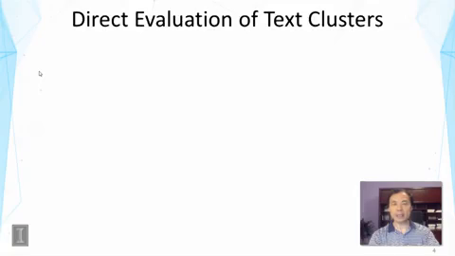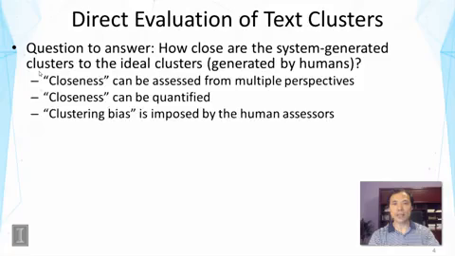In general, we can evaluate text clusters in two ways. One is direct evaluation and the other is indirect evaluation. So in direct evaluation, we want to answer the following question. How close are the system-generated clusters to the ideal clusters that are generated by humans? So the closeness here can be assessed from multiple perspectives, and that would help us characterize the quality of clustering results in multiple angles, and this is sometimes desirable.